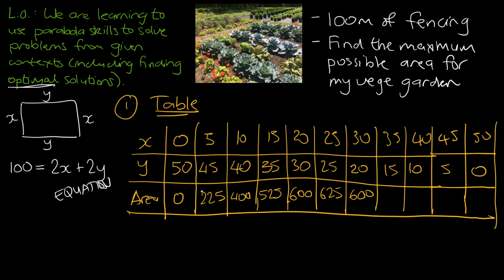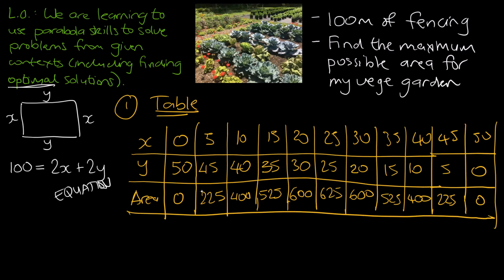And just remembering, parabolas are symmetrical, so we will see an element of symmetry. 15 and 35 gives us 525. 400, 225. So again, symmetrical. And finally, 0.